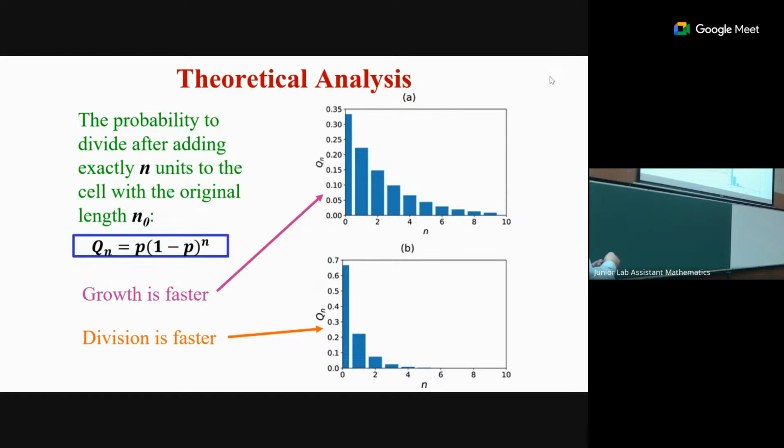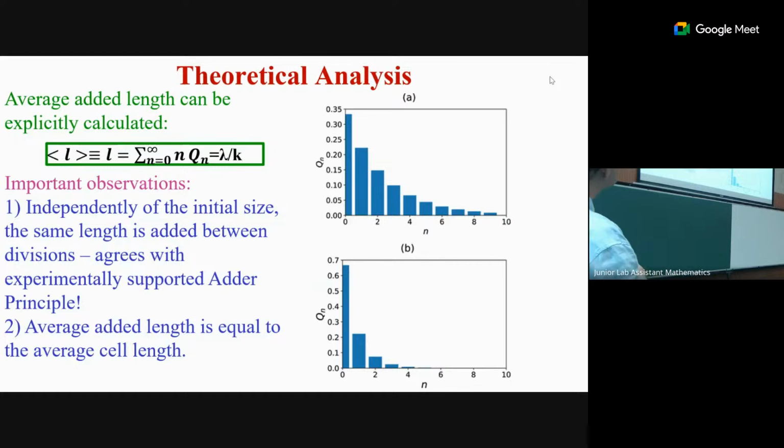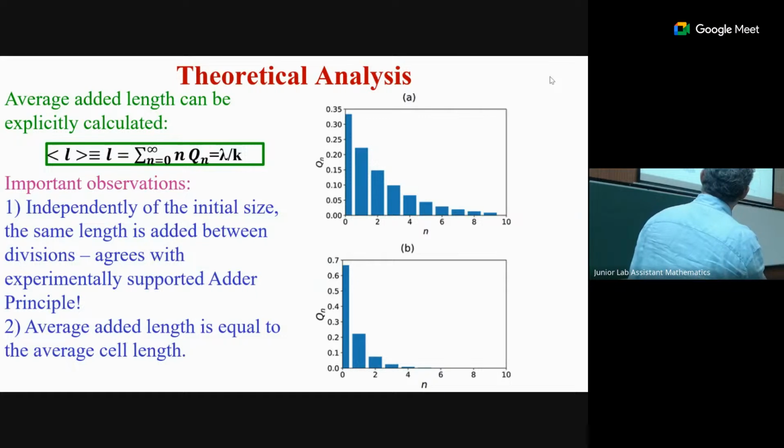Again, this expression is physically obvious, right? So there was no division on n events. On event n plus 1, there is a division. Good. But you can use this quantity also to calculate the average added length. You can calculate what is the average added length between divisions, right? Q of n is the probability of division exactly at n, right? So if you do this average, you're getting an amazing result. It doesn't matter how you start, you always add the same amount of length in this stochastic picture. So you see the stochastic picture is consistent with experiment. You always add the same length. And this length is essentially balanced between the growth rate constant and the division rate constant.